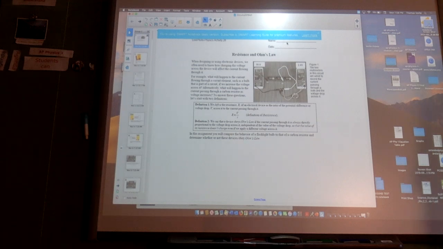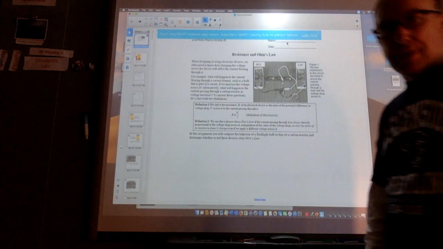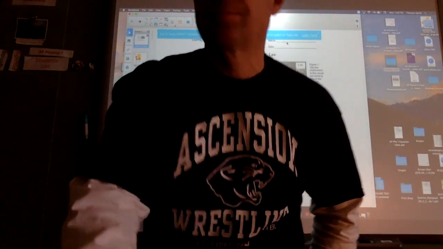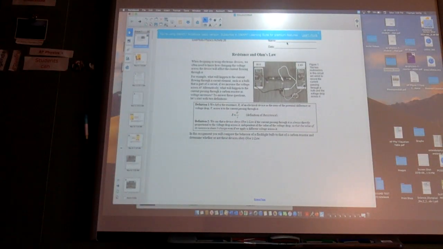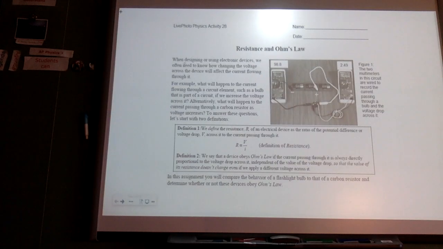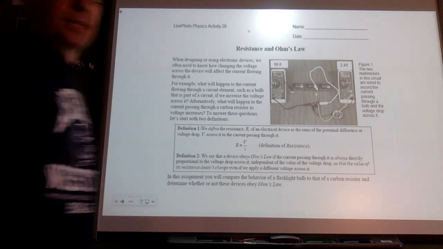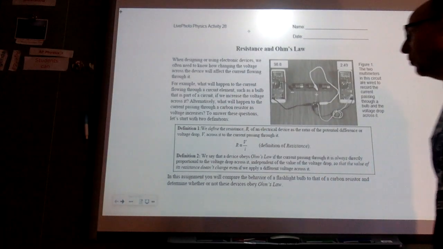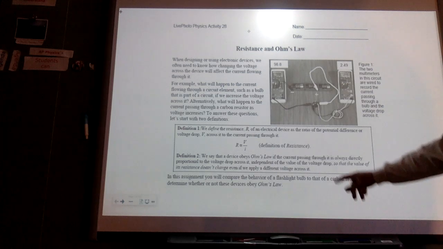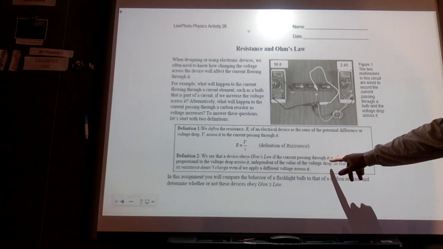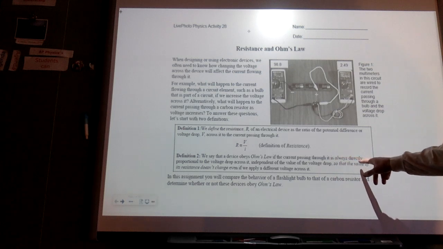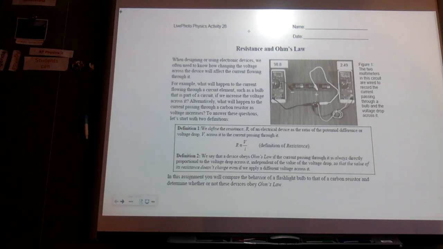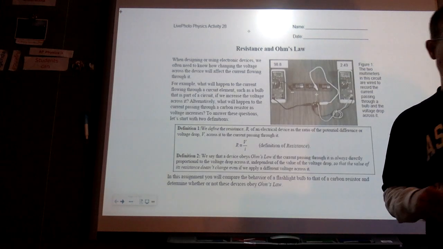Hey guys, this is going to be part one of the AP circuit notes, and this is going to deal a lot with Ohm's law. Ohm's law is going to tell us that a current is directly proportional to the voltage drop across it, independently of the value of the voltage drop. So our resistance doesn't change.